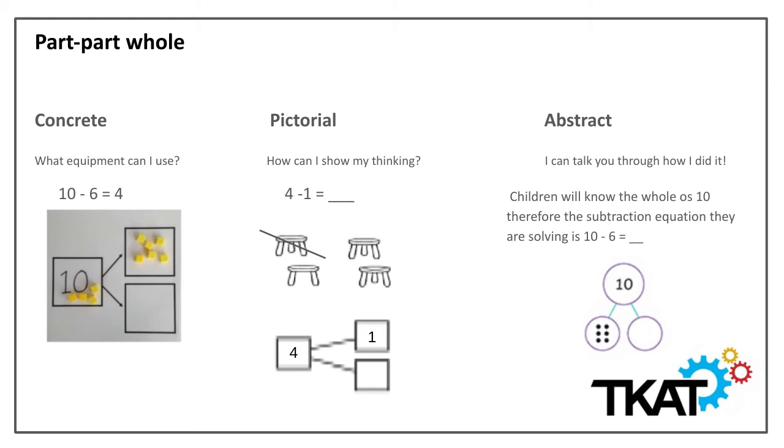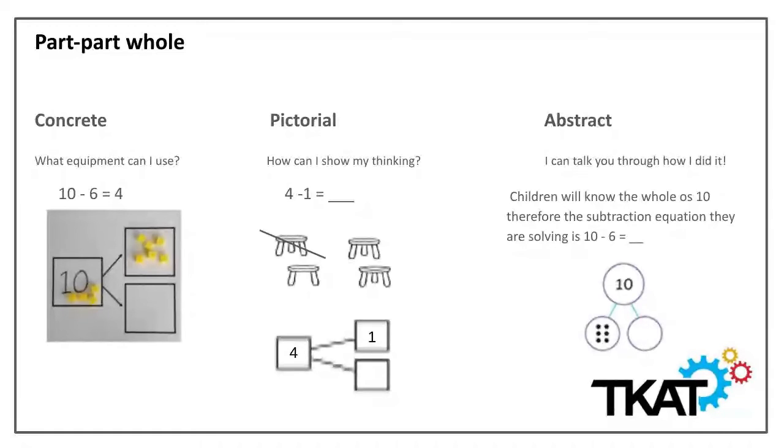Children can then move on to drawing objects to represent the concrete. In this example, there are 4 tables to solve 4 subtract 1. 4 will move into the whole section of the model. 1 table has been crossed out to represent being taken away. 1 can be written in one of the parts. This leaves us with 3 tables left, so 4 subtract 1 is equal to 3.